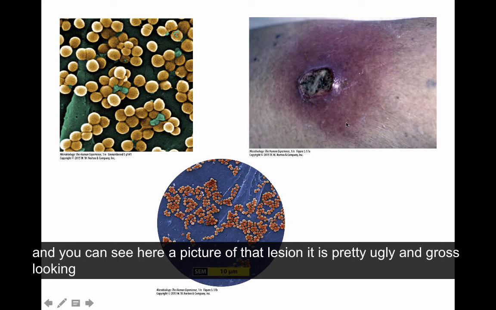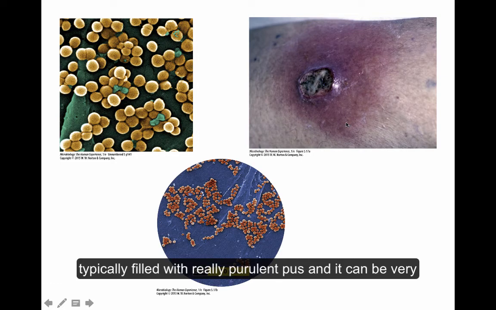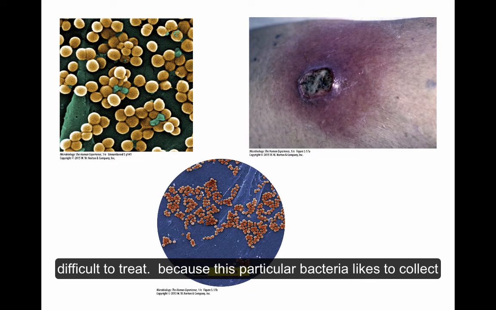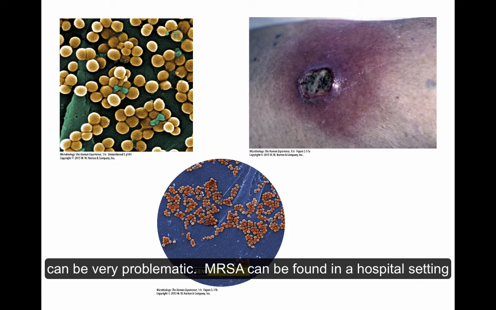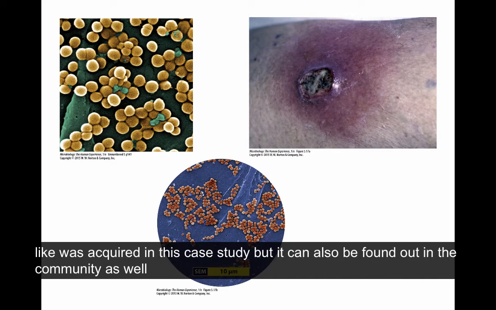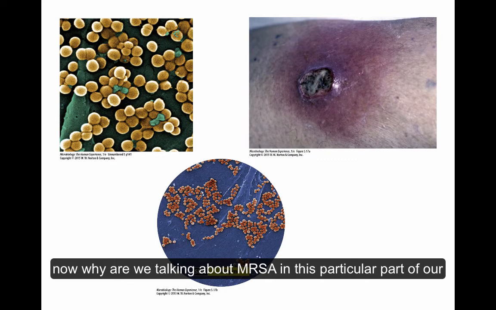It's pretty ugly and gross looking, typically filled with really purulent pus. And it can be very difficult to treat because this particular bacteria likes to collect antibiotic resistance genes. So treating the bacteria with antibiotics can be very problematic. MRSA can be found in a hospital setting, like was acquired in this case study, but it can also be found in the community as well.